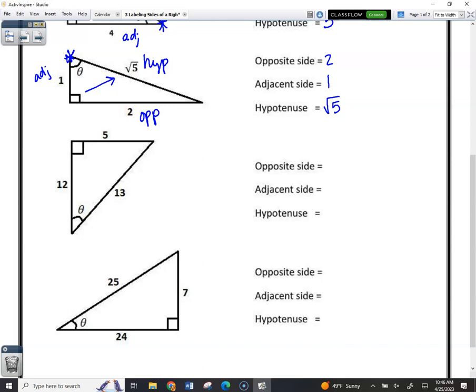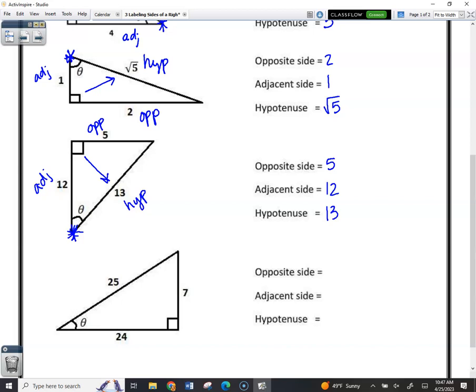Okay? So if we look at this one, find the right angle, go to the side farthest away. That's your hypotenuse. Then go to theta, put an asterisk to help you draw your attention from it. What's the side farthest away? 5. So that's opposite. And then that leaves 12 to be adjacent. Staying with me?